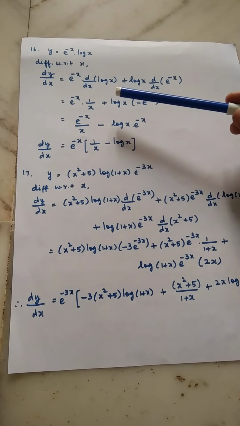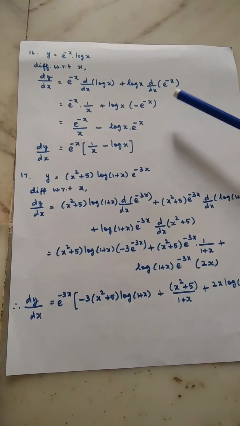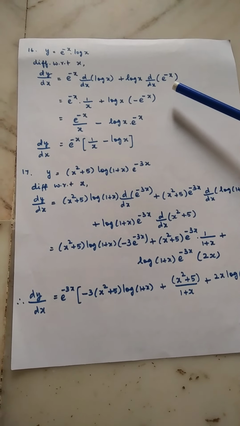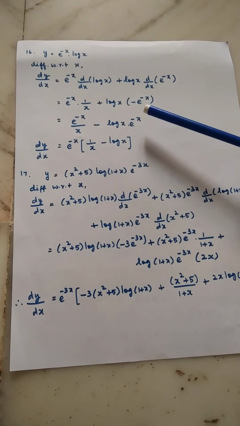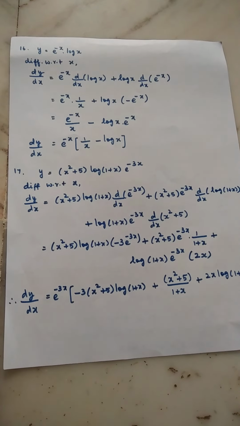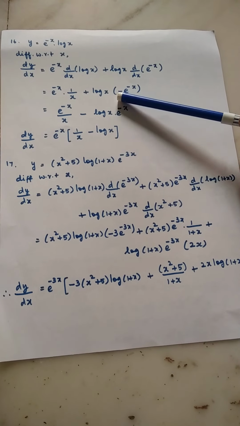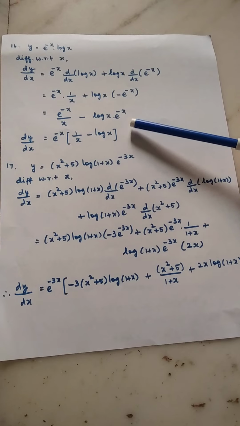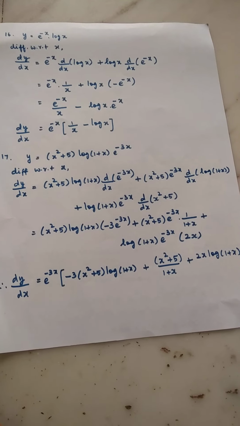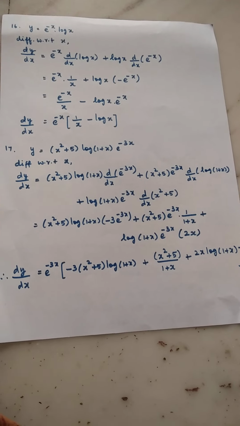e power minus x, derivative of log x is 1 by x, plus log x. Now, derivative of e power x is e power x. Derivative of e power minus x is minus e power minus x. Here e power minus x is common, so write one more step. e power minus x by x is plus, into minus, minus log x e power minus x. e power minus x common, taking outside, dy by dx equal to e power minus x into 1 by x minus log x.